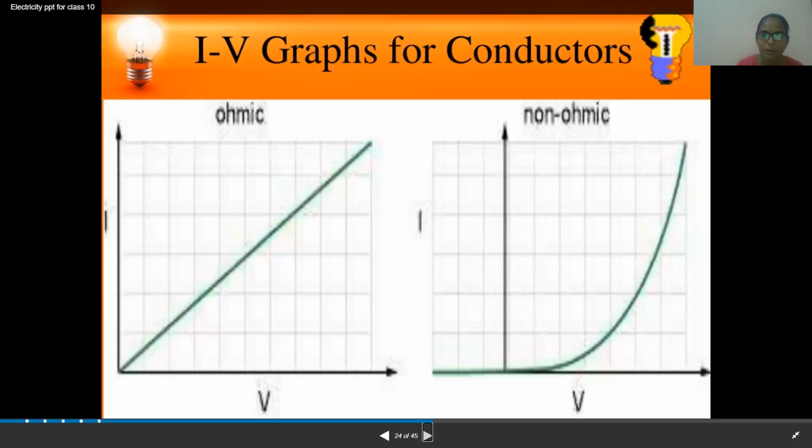If you draw the graph of current versus voltage, for ohmic conductors it looks like a straight line passing through the origin. For non-ohmic devices, they will not follow the straight line. The current increases, but the potential does not increase by the same factor. The graphs will look like this. By seeing the graph, you can tell whether the device is ohmic or non-ohmic.